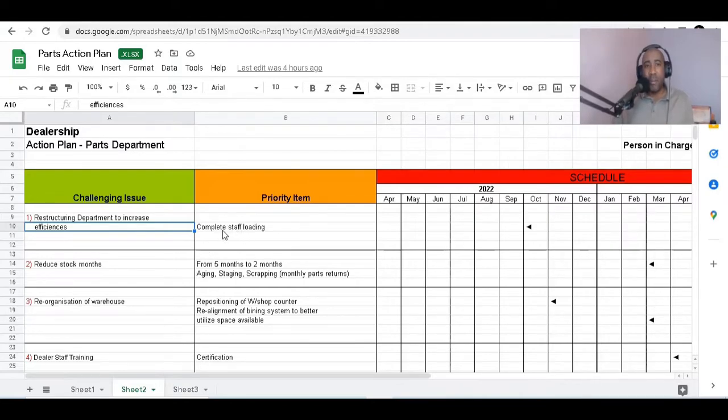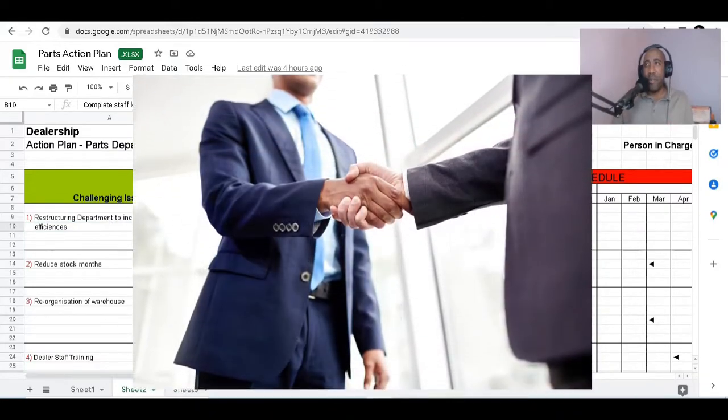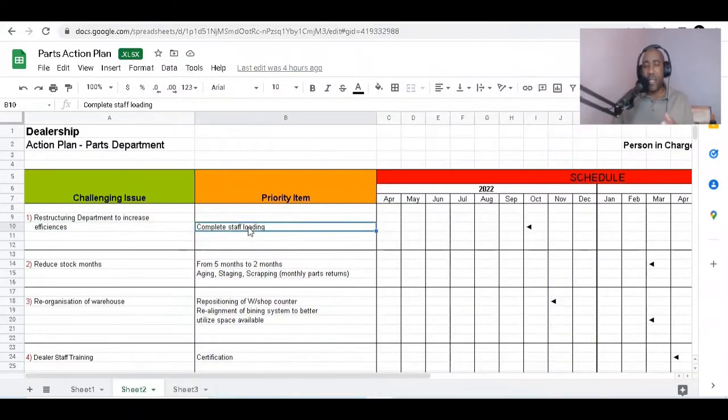The priority item here under this challenging issue is the complete staff loading. For various regions, they are different. And when I say regions, I mean in terms of where you are located. Dealerships in certain parts of the world will be categorized in regions. You have the Americas, which is North and South American and Latin American countries. Then you have the African region, the Asian region, and the European region.